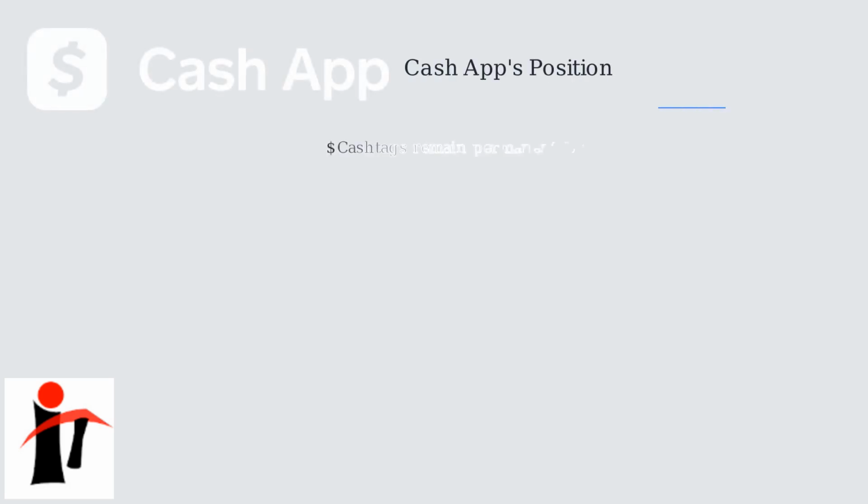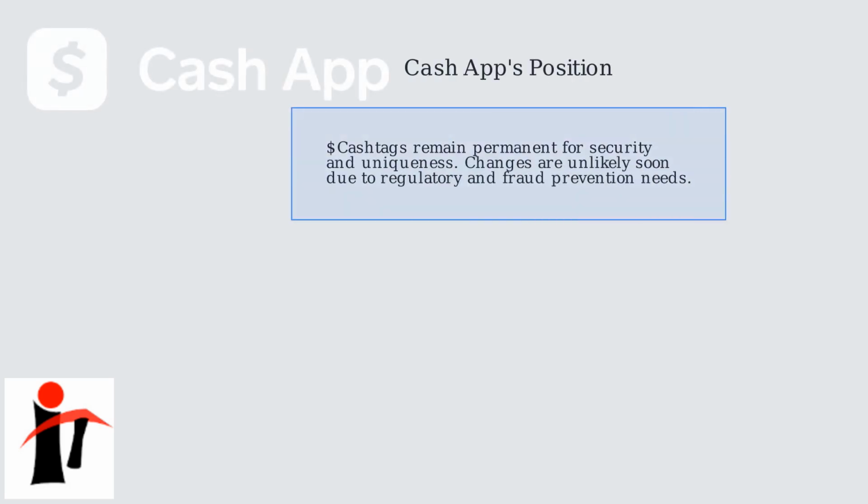Cash App maintains that cash tags are permanent to ensure security and prevent fraud. This policy helps avoid impersonation and maintains transactional integrity. While some users request changes, the platform prioritizes safety over flexibility, especially under current financial regulations.